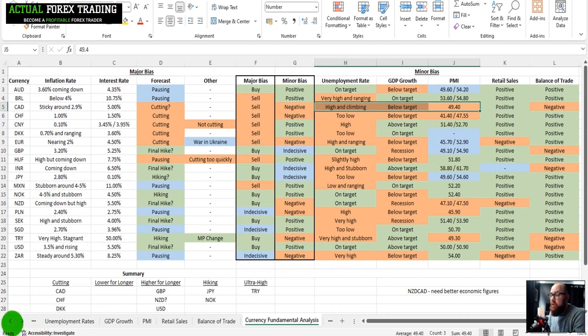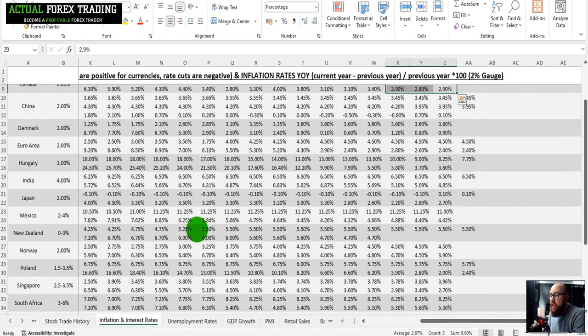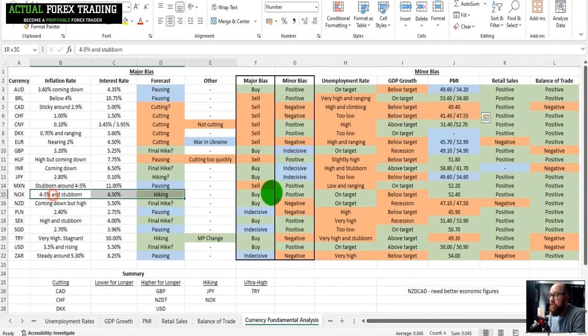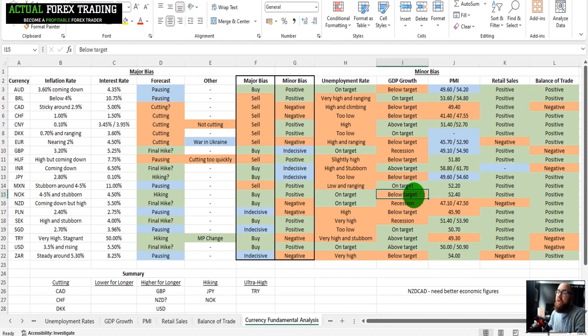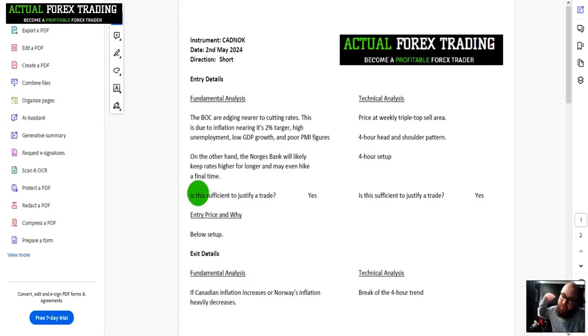On the other hand, Norway. Inflation is still high, 3.9%. Potentially there could be another rate hike. And those economic figures do suggest that Norway could handle another rate hike. Unemployment's fine, PMI is fine, GDP growth slightly under. But overall, things are looking good. So from a fundamental point of view, selling the Canadian dollar, buying the Norwegian krone seems like a good trade to me. How about from a technical point of view?